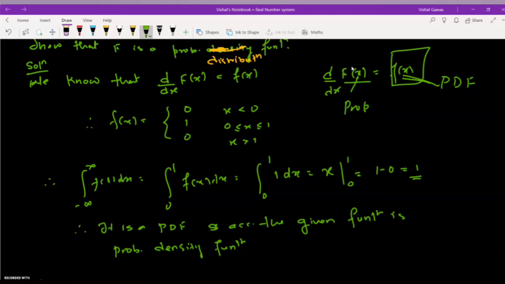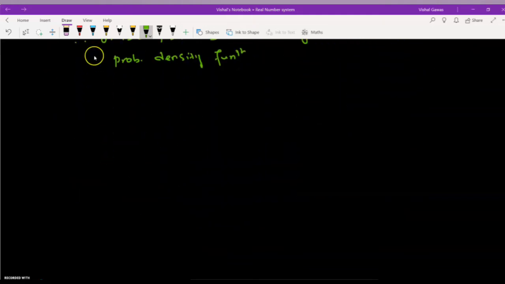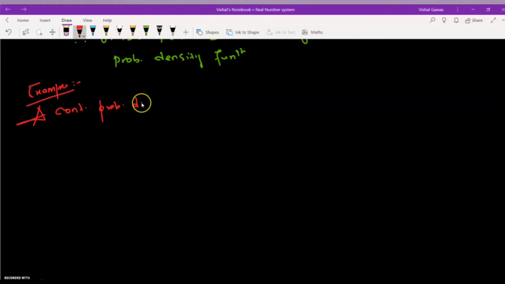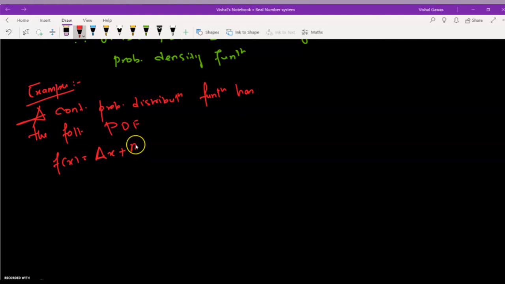Okay. Next, example: continuous probability distribution with PDF f of x equal to ax plus b between 0 and 1. If its mean is half.